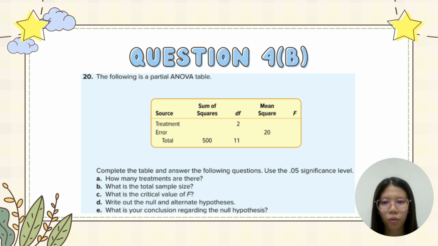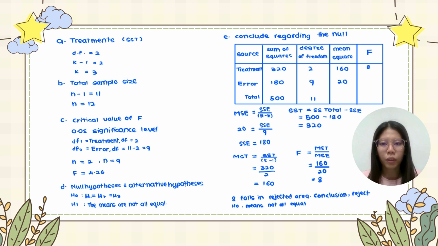I will talk about question 4b. In the question, we will calculate how many treatments and the total sample size, the critical value of F, the null and alternative hypothesis, and conclude regarding the null hypothesis. A. Calculate treatment. Degree of freedom is equal to k minus 1, where k is equal to 3. B. Total sample size, n minus 1 equal 11, so n is equal 12.